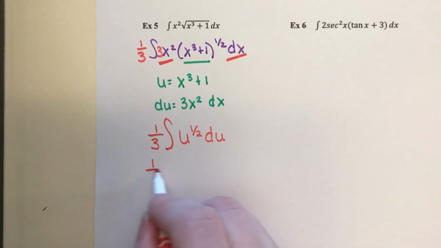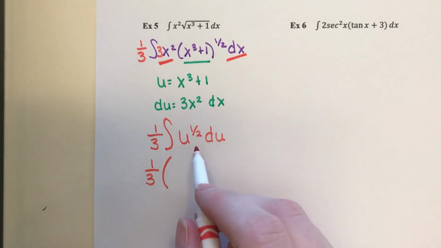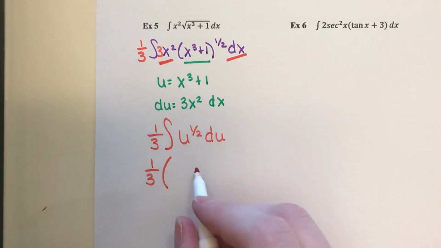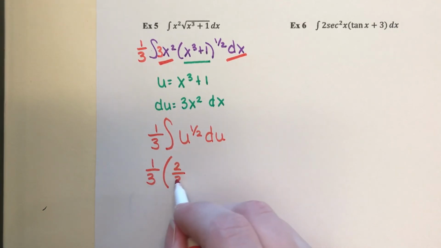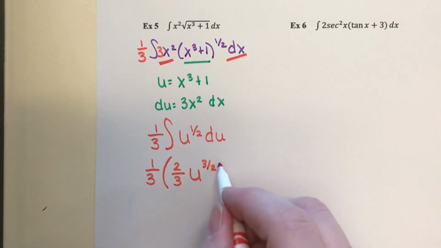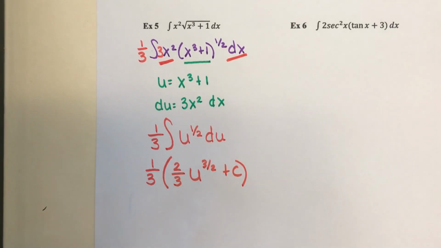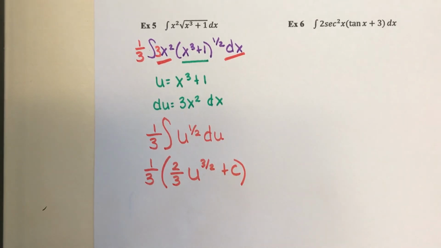Okay, so I'm going to bring down my 1/3. I'm going to take my integral, so I'm going to add and divide. So if I add 1 to 1/2, I get 3/2, so 2/3 goes out in front. And I'm going to plug back in for u, and I can also multiply these together. So this is 2/9. Plug back in for u, x to the 3rd plus 1 to the 3/2 plus c.